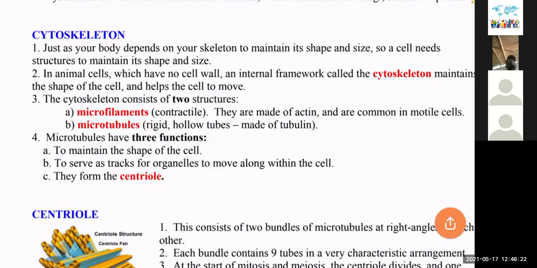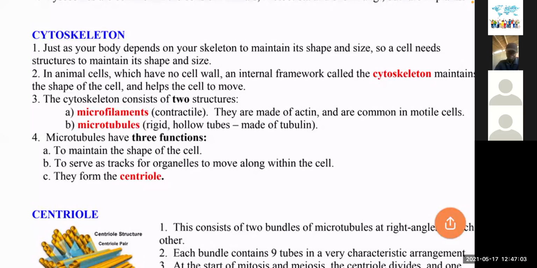Okay, so in details, microtubules have three functions. One is to maintain the shape of the cell. The second one is to serve as tracts for organelles to move along within the cell. So it forms that shape and gives boundaries to how those organelles in the cytosol move. These are the specific functions of microtubules in the cytoskeleton.